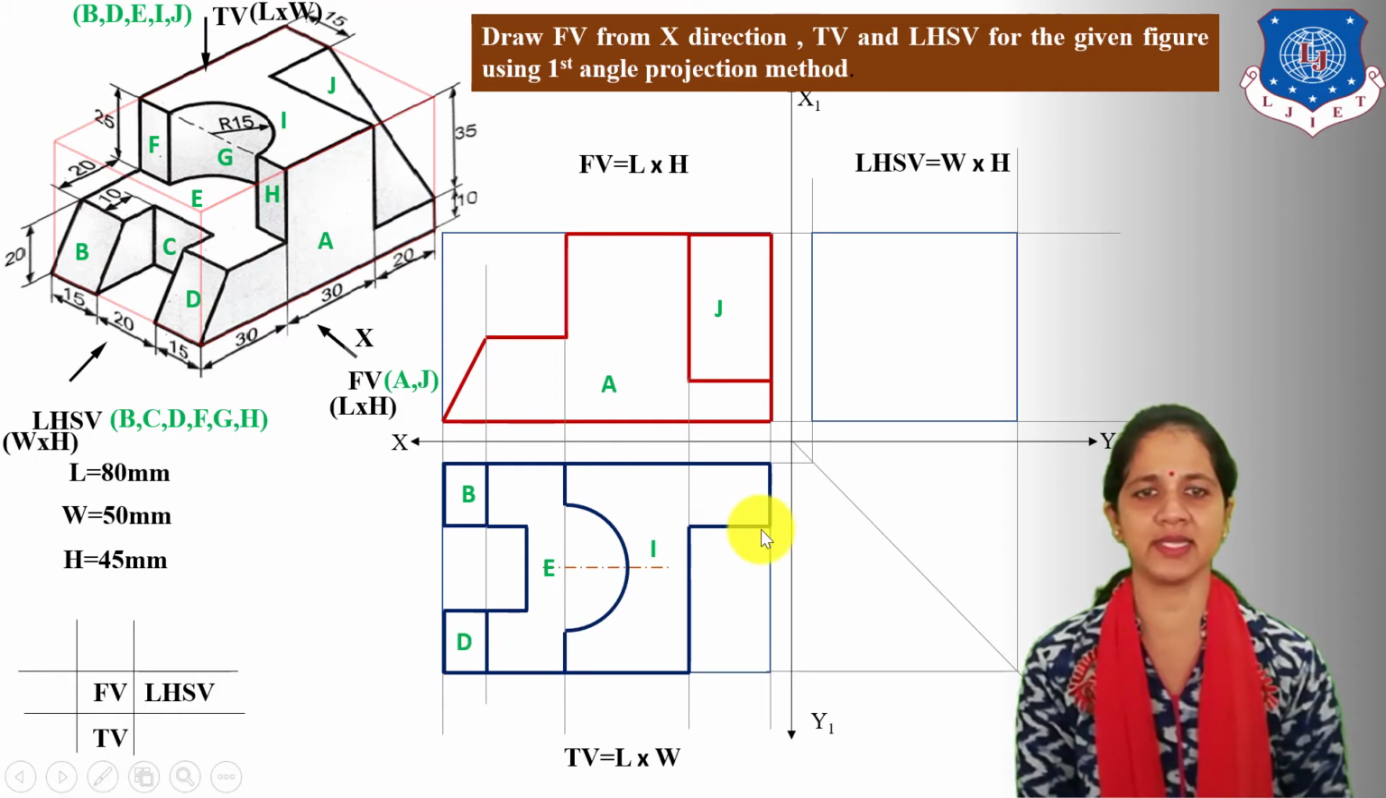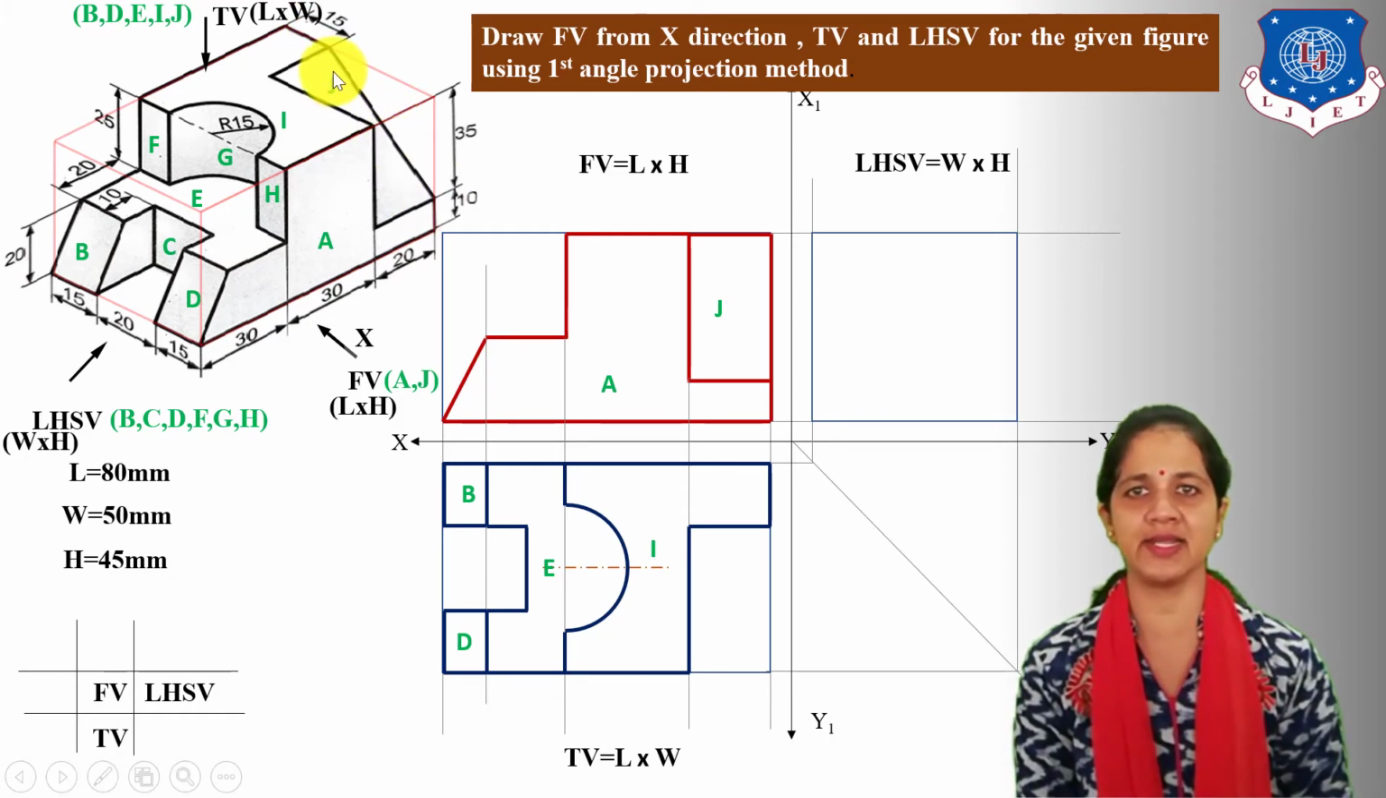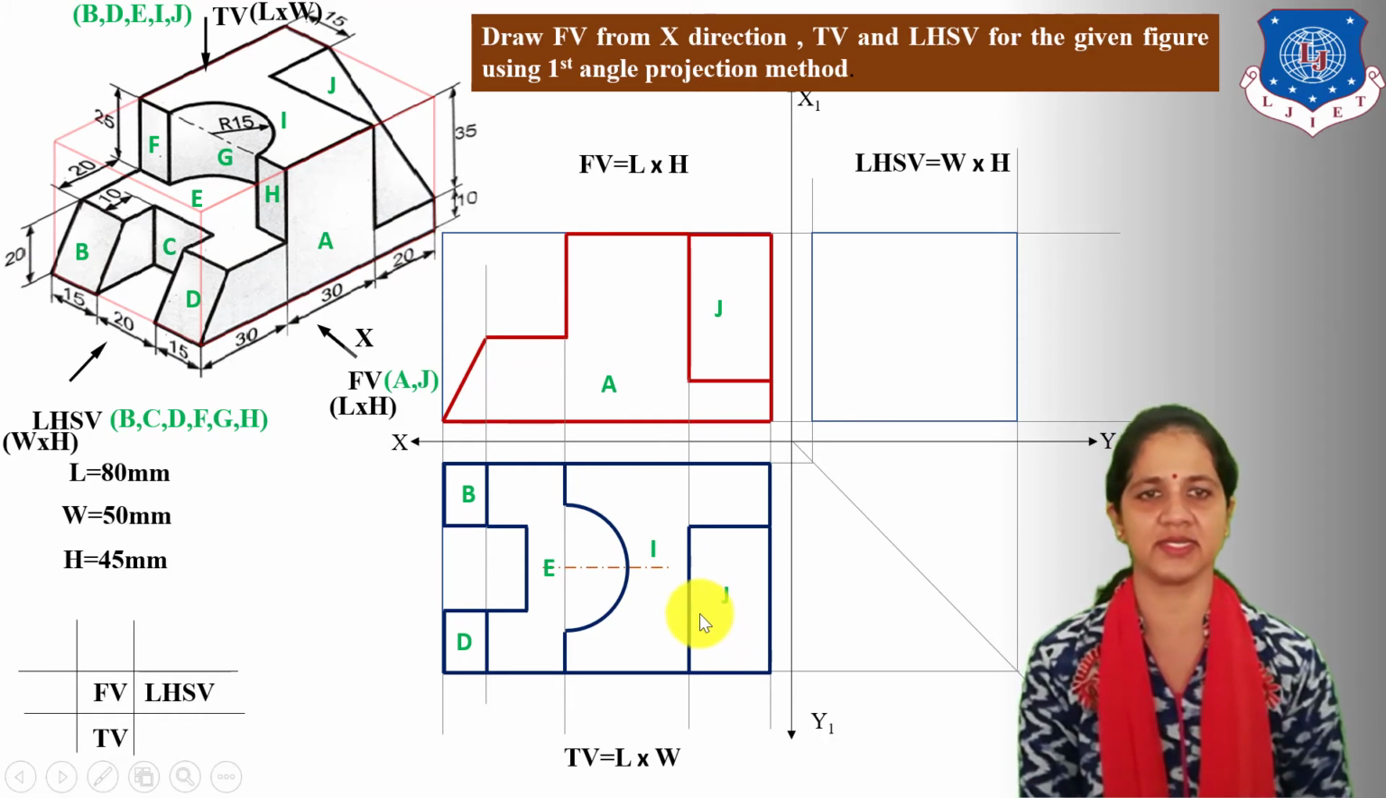Now here this area indicates the J surface. From the top direction we cannot see height, so this inclined line is projected as a straight line parallel to the width, and locate this length line. So this rectangle indicates the J surface.